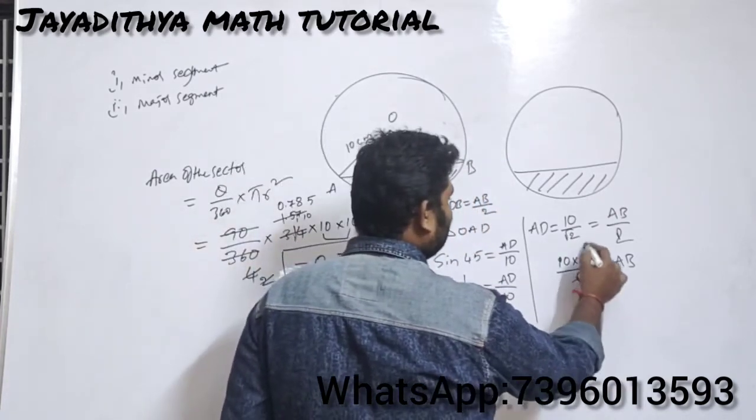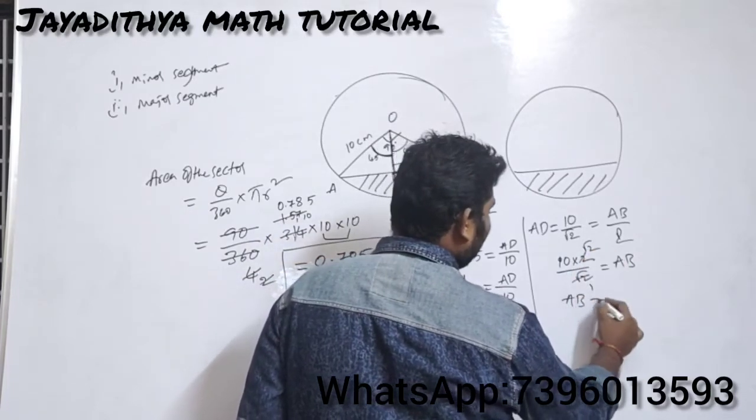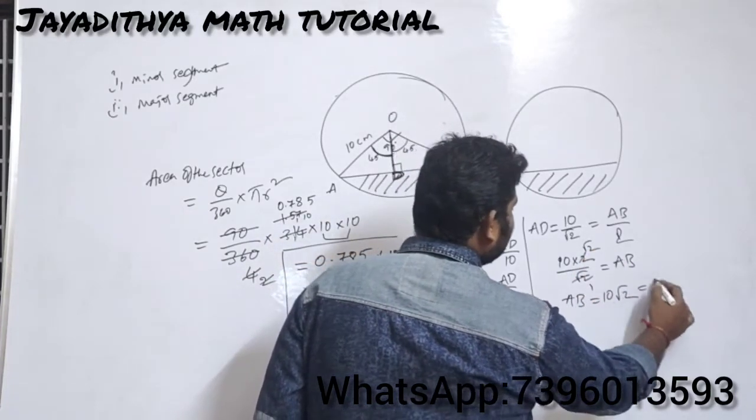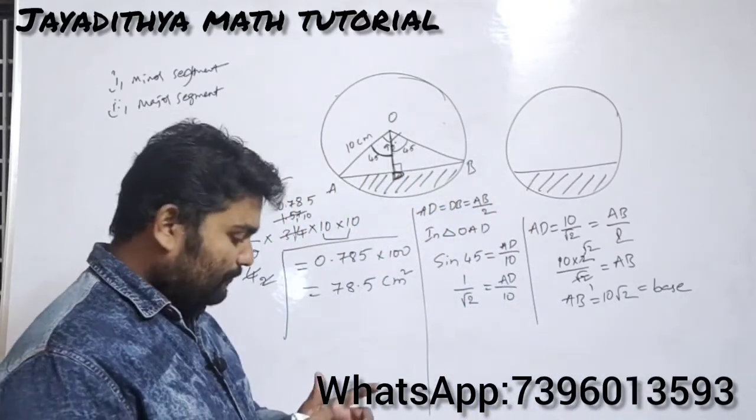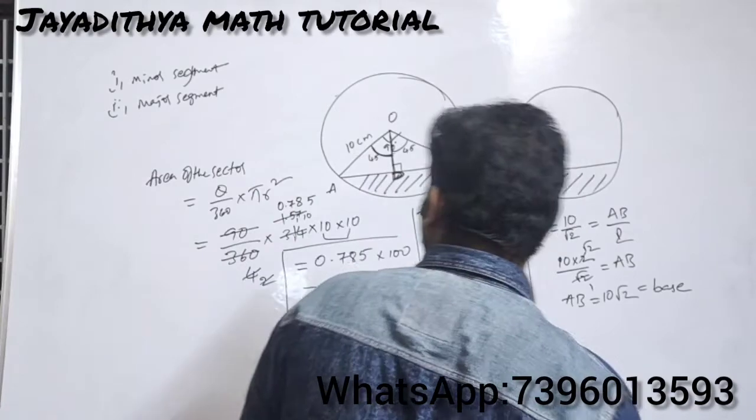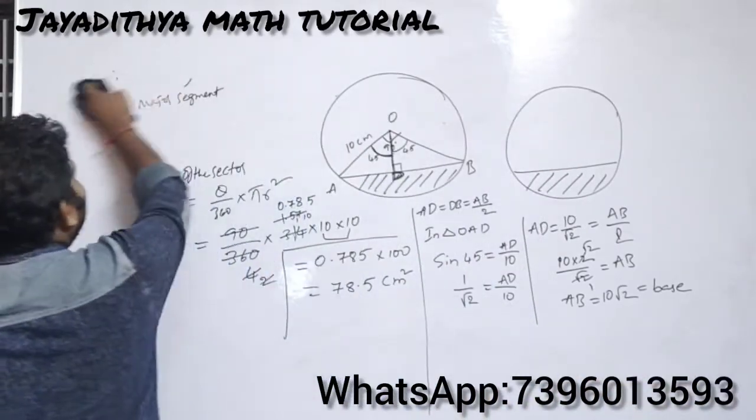Root 2 ones are root 2, root 2 are. So what is AB now? AB is equals to 10 root 2. This is equals to base now. That is nothing but base here. Okay, after finding, what we need to do? You need to find the height here.